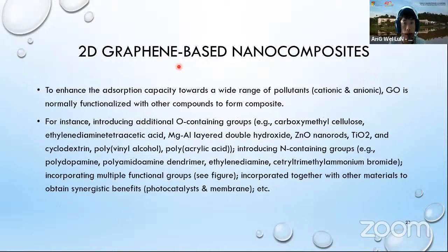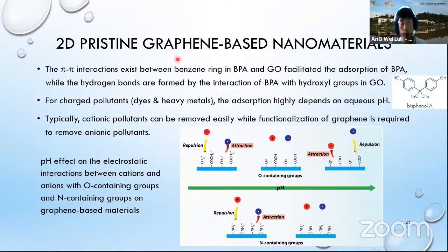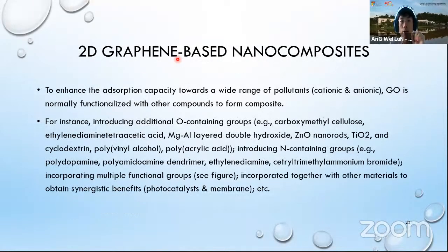So now I'm going to the graphene-based. Just now is on pristine. Pristine means purely graphene. Okay. Now I'm moving on to the nanocomposite. So the reason that we make it into graphene-based nanocomposite, which means that we combine it with other materials, is that we want to enhance the adsorption capacity towards a wide range of pollutants. So we are not only targeting just cationic or anionic, we want it to be able to remove both charge of pollutants. So normally we functionalize it with other compounds to form composite.